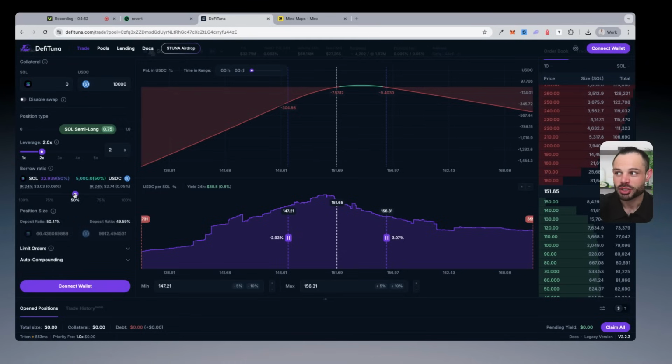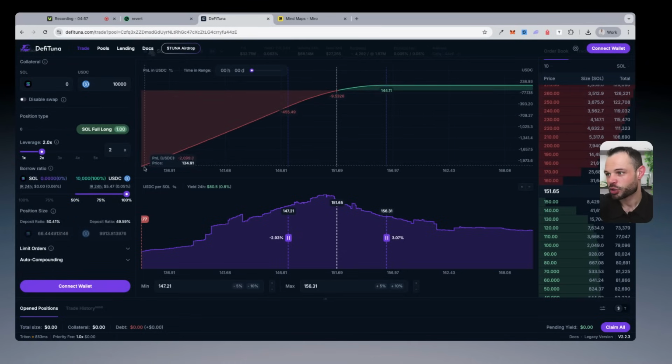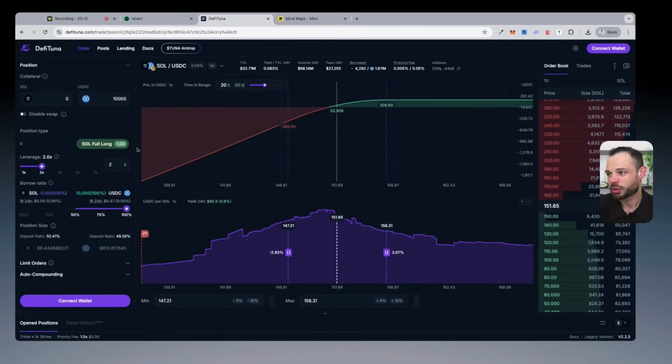So again, if you're bullish on Solana, you may not want to be borrowing Solana. You may want to be borrowing USDC in order to actually mitigate the price of Solana moving to the upside. It's going to help you actually be more profitable. You can see the payoff curve on the chart here. But for all intents and purposes, what you're able to do here on DeFi Tuna is quite similar to what can be done on Revert.